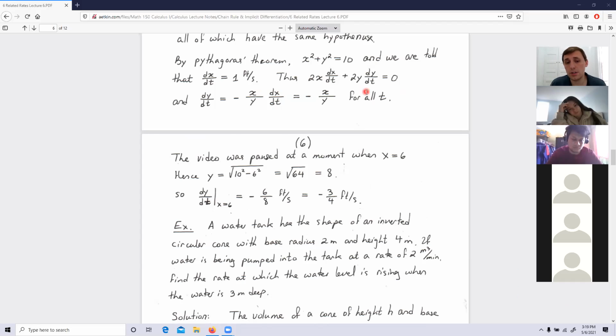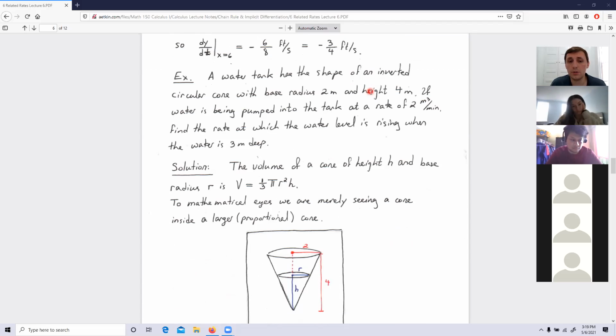Here is another question. A water tank has the shape of an inverted circular cone with base of radius 2 meters and height 4 meters. If water is being pumped into the tank at a rate of 2 meters cubed per minute, find the rate at which the water level is rising when the water is 3 feet deep. Okay. Now, what is the volume?